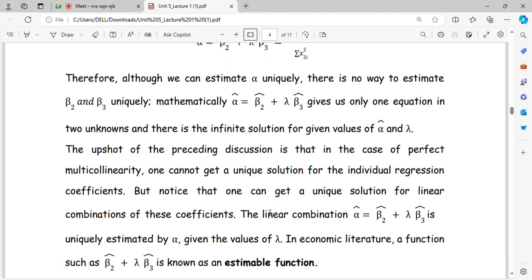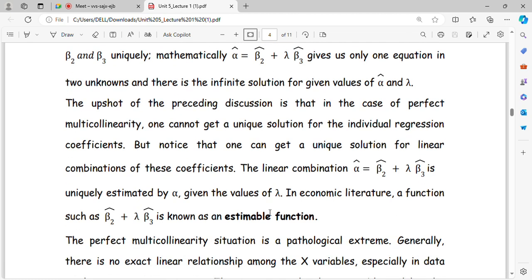But notice that one can get a unique solution for a linear combination of these coefficients. We get one solution, alpha hat. So the linear combination alpha hat equals beta 2 hat plus lambda beta 3 hat is uniquely estimated by alpha hat, given the value of lambda. In the economic literature, a function such as beta 2 hat plus lambda beta 3 hat is known as an estimable function, because this is estimated but we cannot get the values of beta 2 hat and beta 3 hat uniquely.